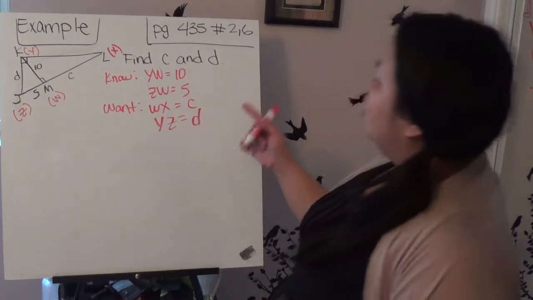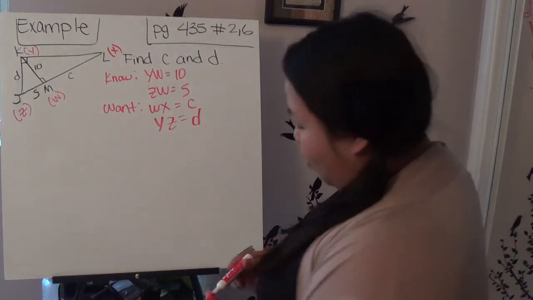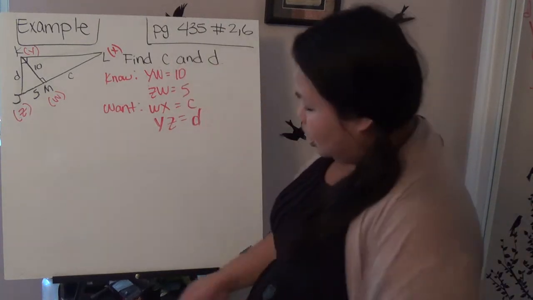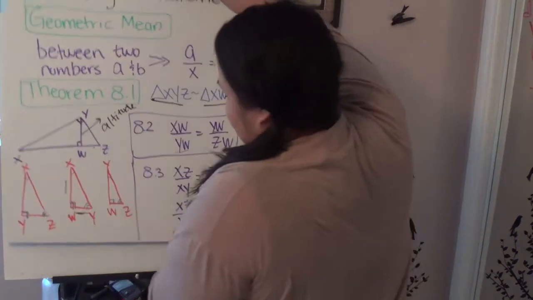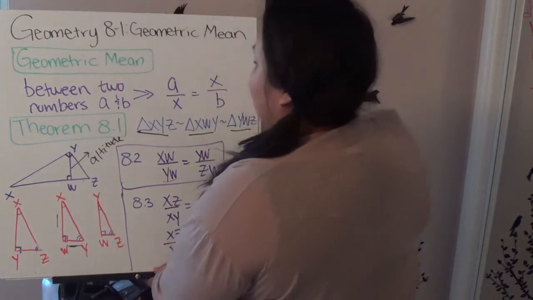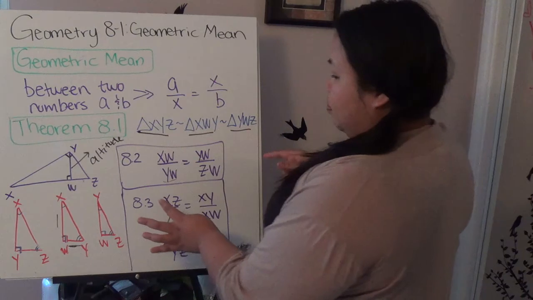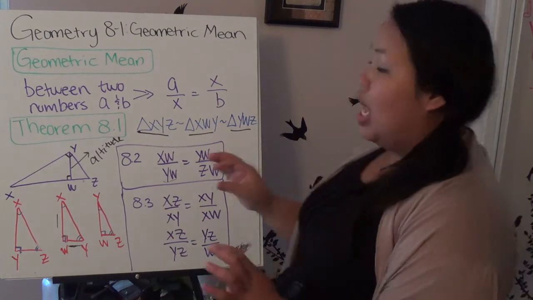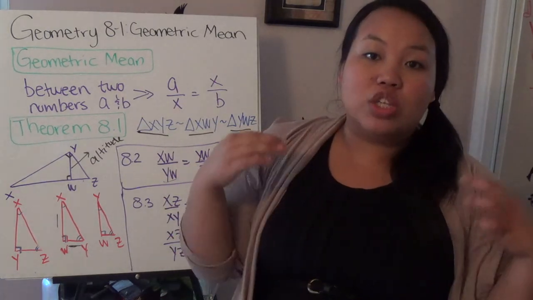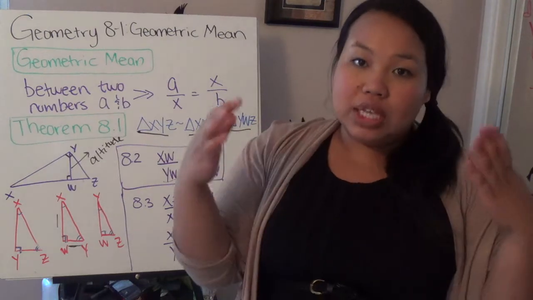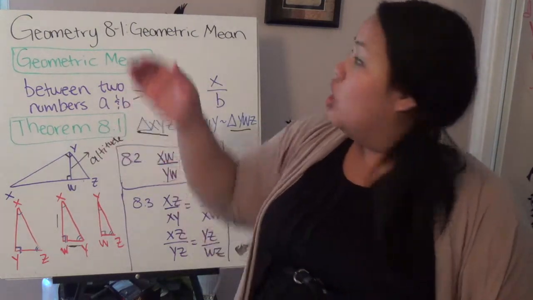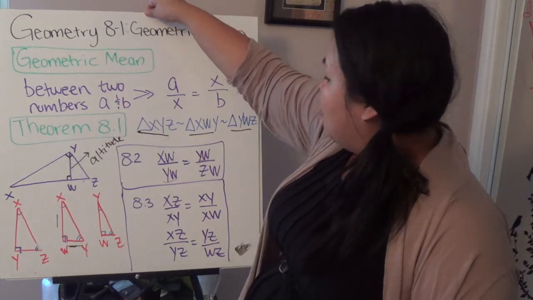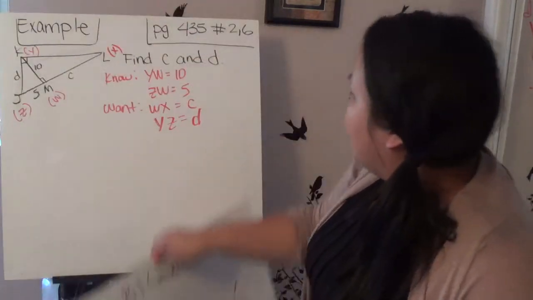Okay, so this is what I want to know, and this is what I do know. The reason why I convert into these letters is now I can go back to this. Yes? And when I go back to this, I can then look here. I can solve the proportion as long as I only have one missing variable. But if I have more than one, I can't solve it.